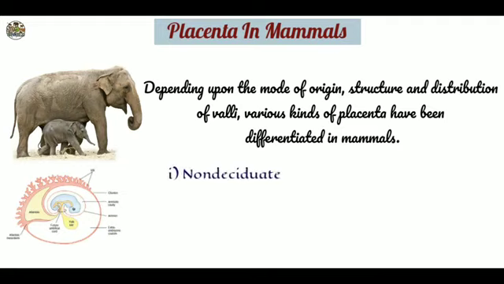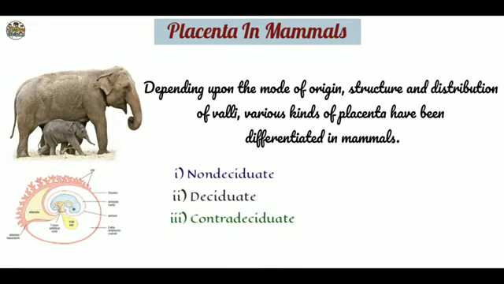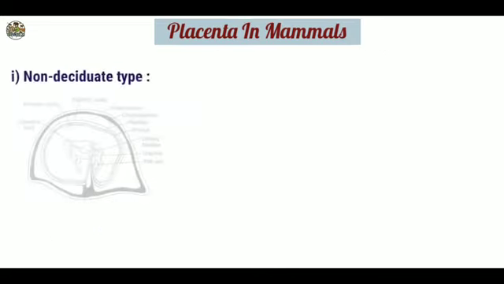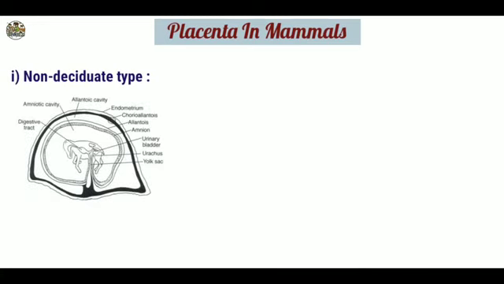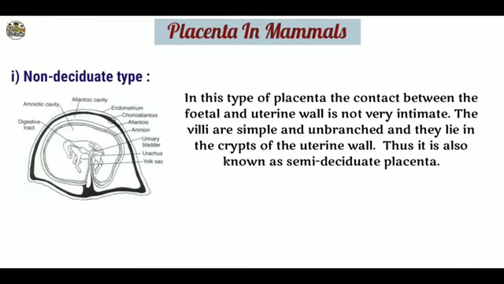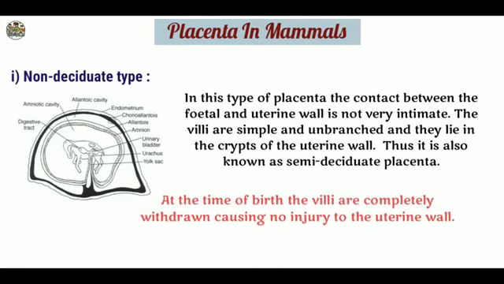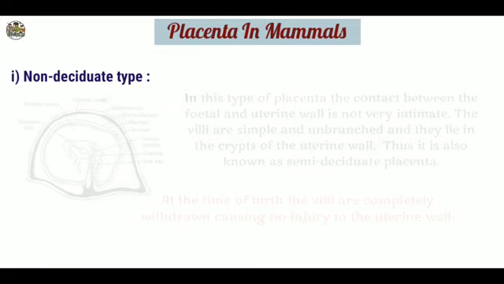These are: first is non-deciduate, second is deciduate, and the last is contradeciduate. Non-deciduate type. In this type of placenta, the contact between the foetal and uterine wall is not very intimate. The villi are simple and unbranched, and they lie in the crypts of the uterine wall. Thus, it is also known as semi-deciduate placenta. At the time of birth, the villi are completely withdrawn, causing no injury to the uterine wall.